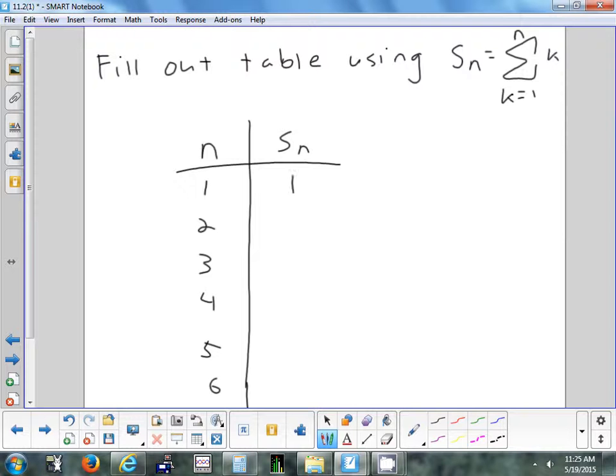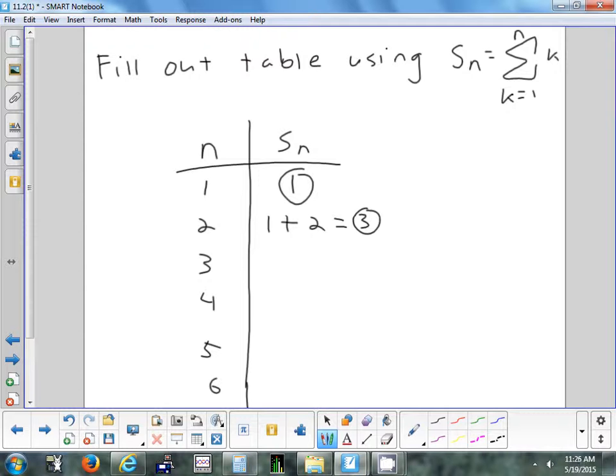Okay, so my first term, just a 1. Okay, to get my second term, I'm going to have to add what I had before, the first term, plus I'm going to add the second term. Okay, Victoria, if I let k equal 2 and I plug it in on the right-hand side, what do I get? 2. Yeah, I just get 2. So the first term plus the second term is 3.